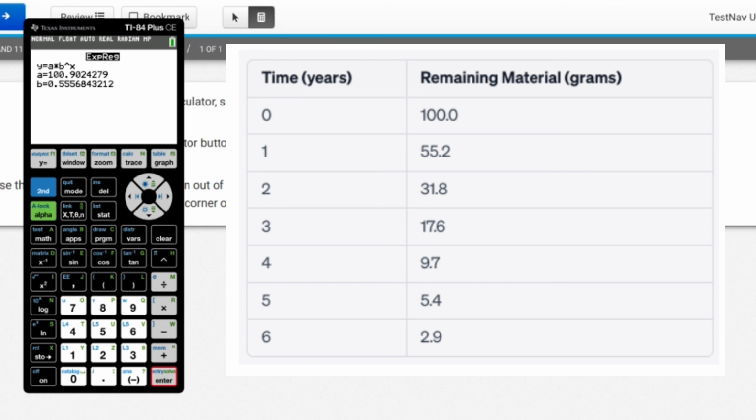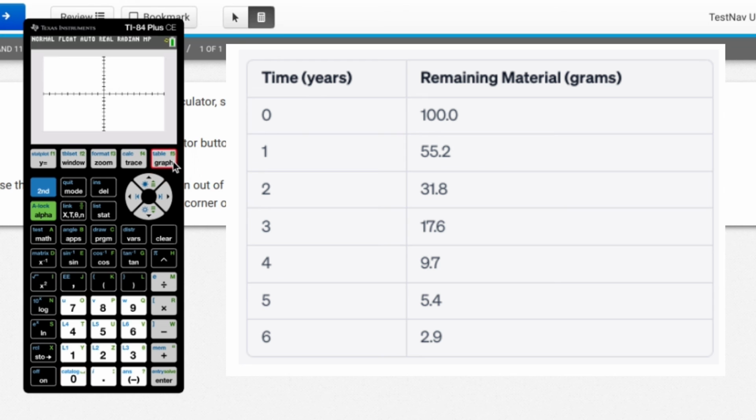Now that I have my equation, I'm going to use this model to find the half-life. What does half-life mean? How much time it takes to cut this in half. We started out with 100 grams, so I care about what happens when my total amount is 50. So I'm going to go to y equals and make a second equation at 50, and I can find out where these intersect.